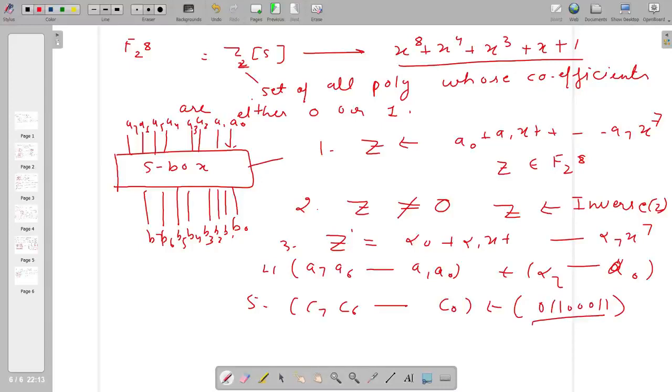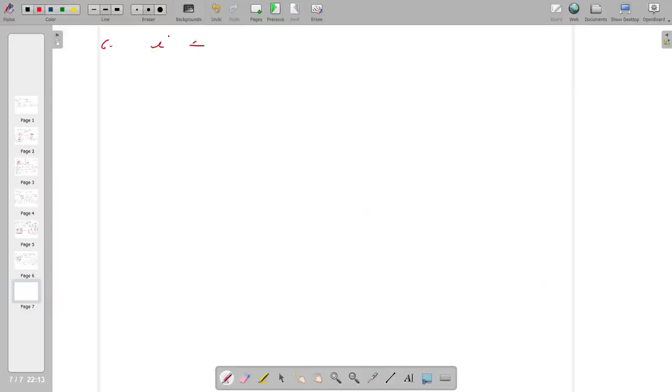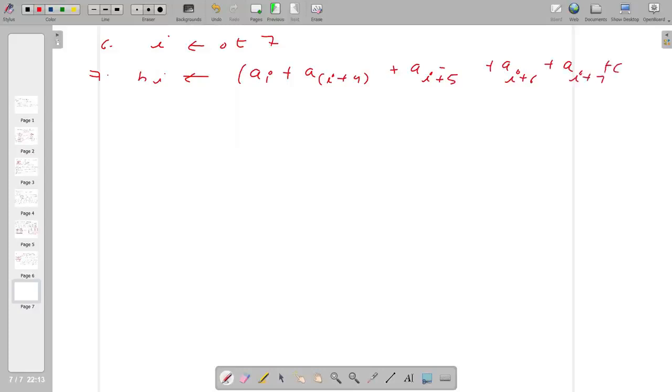And for all i equal to 0 to 7, how do we generate the bi? bi is equal to ai plus a of i plus 4 plus a of i plus 5 plus a of i plus 6 plus a of i plus 7 plus ci mod 2, because these are only two constants, and then we return b0, b1, b2 up to b7. This is how we generate these b0, b1, b2 through b7.